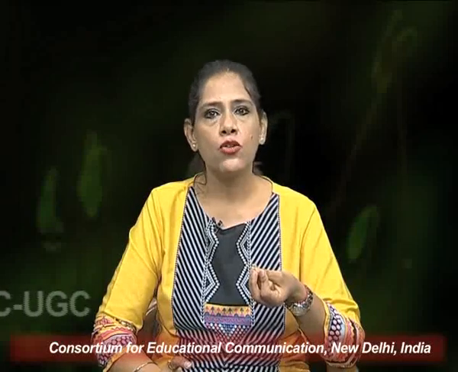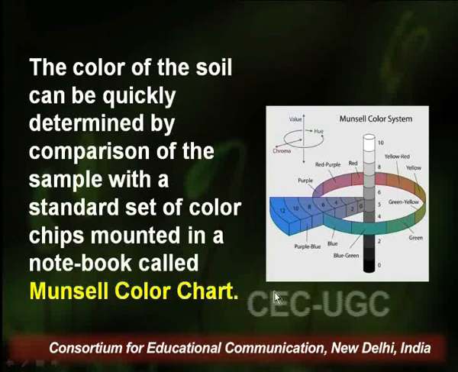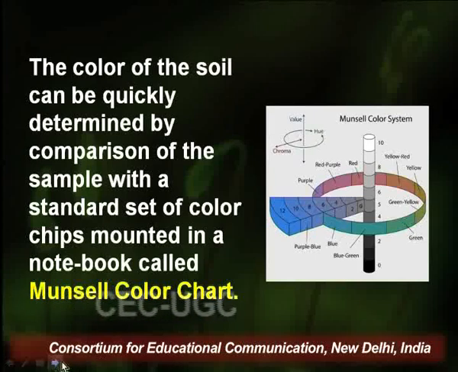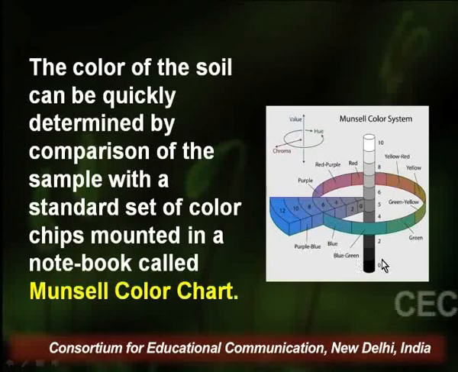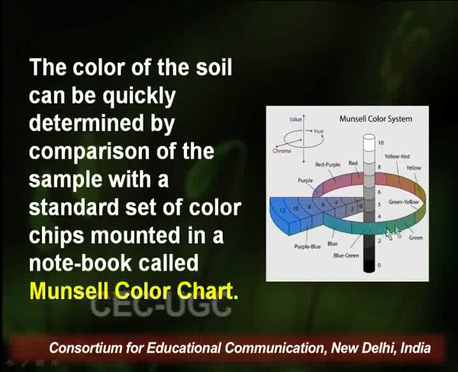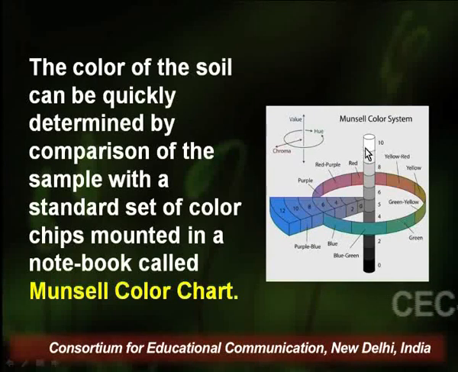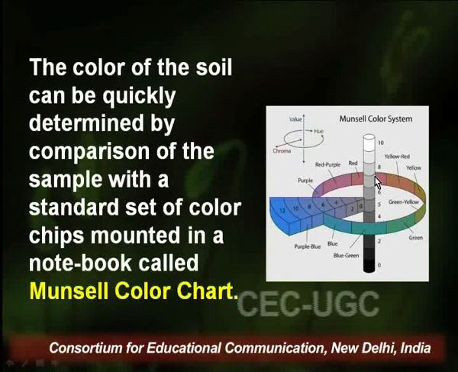Now, this slide shows the Munsell color chart. In this, you can see that the color of the soil can be quickly determined by comparison of a sample with the standard set of color chips which are mounted in a notebook called the Munsell color chart. This chart basically gives the information about the hue, the chroma and the value. Thus we get the exact color of the soil.